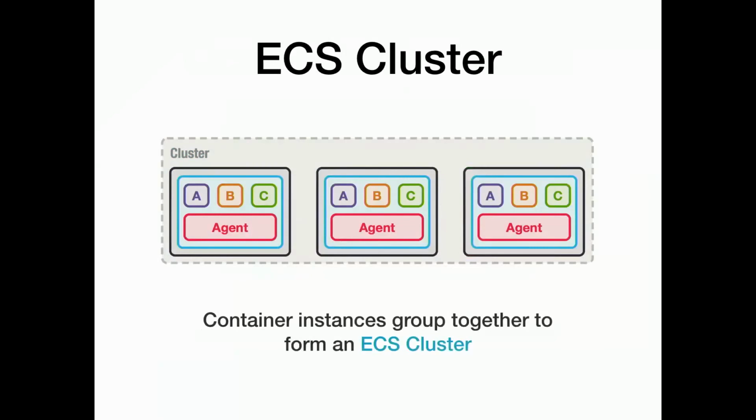Together, these container instances form what we call an ECS cluster. A cluster is just a collection of these machines, and the idea is that when you tell Amazon to run your container, it talks to these agents. It figures out where best to run that container based off of available resources, and then it tells one of them to run your container.